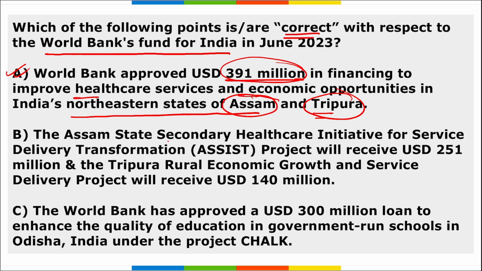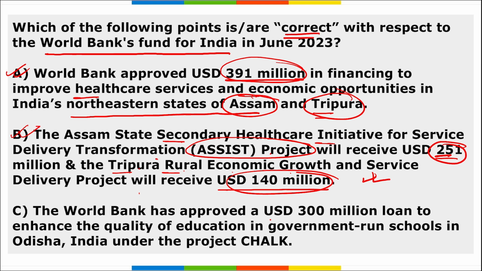Moving to option B, the Assam State Secondary Healthcare Initiative for Service Delivery Transformation, that is ASSIST project, will receive $251 million, and the Tripura Rural Economic Growth and Service Delivery Project will receive $140 million. So what we have to check, is the amount right? $251 million for ASSIST project? Yes. And for the Tripura Rural Economic Growth and Service Delivery Project, it will receive $140 million. Yes, this is also correct. So both option A and B are right here.